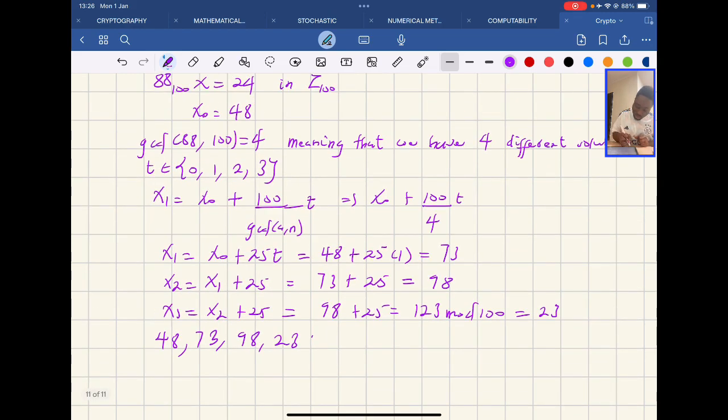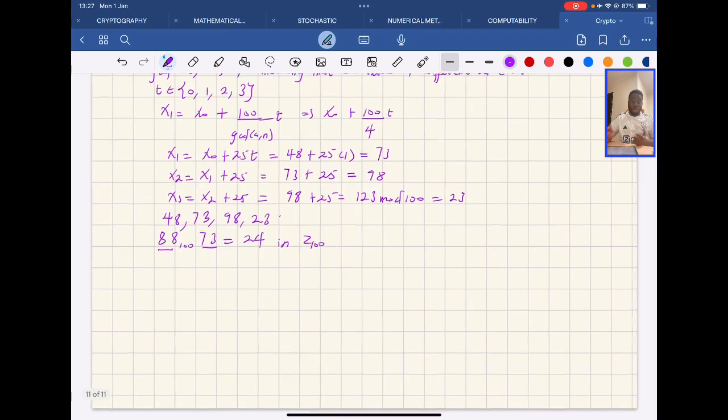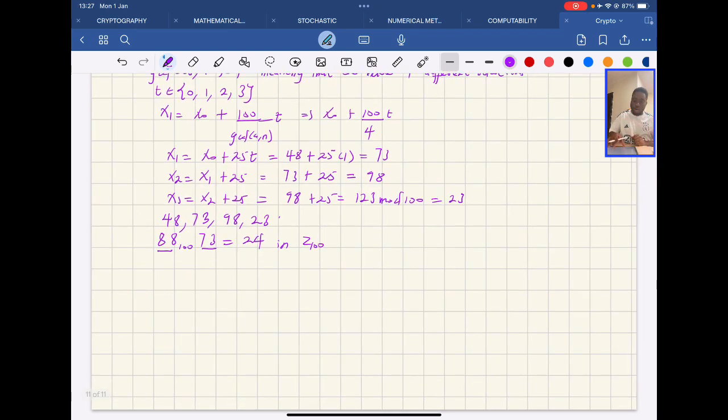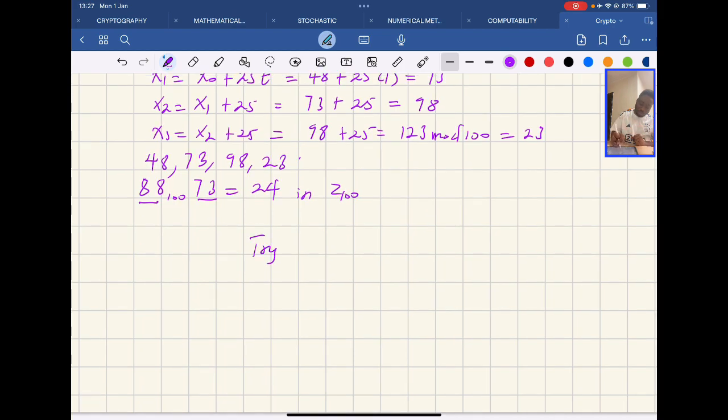So if you have to put this back in, if you have 88 times 73, this should give you 24 in Z100, meaning that if you multiply 88 and 73, then modulo 100 you should get 24. 88 times 98 modulo 100 you should get 24. I hope this is okay. So this is the end of today's class, and I would like to give you some questions to try. I'll provide the solutions in our next session. So try these.